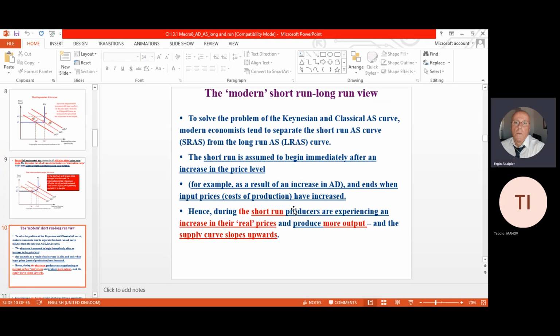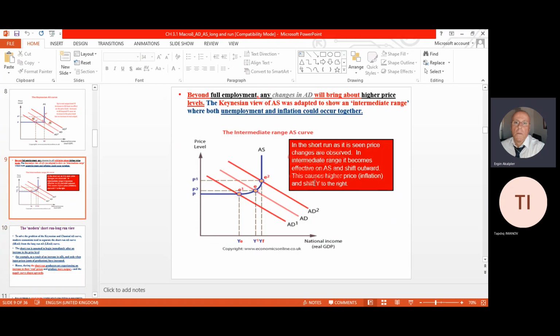The short run is assumed to begin immediately after the increase in the price level, for example as the result of an increase in aggregate demand, and ends when input prices, the cost of production, have increased. Hence, during the short run, producers experience an increase in their real prices and produce more output, and the supply curve slopes upward. As you see here, the supply curve is enlarged and increased outward from the origin.